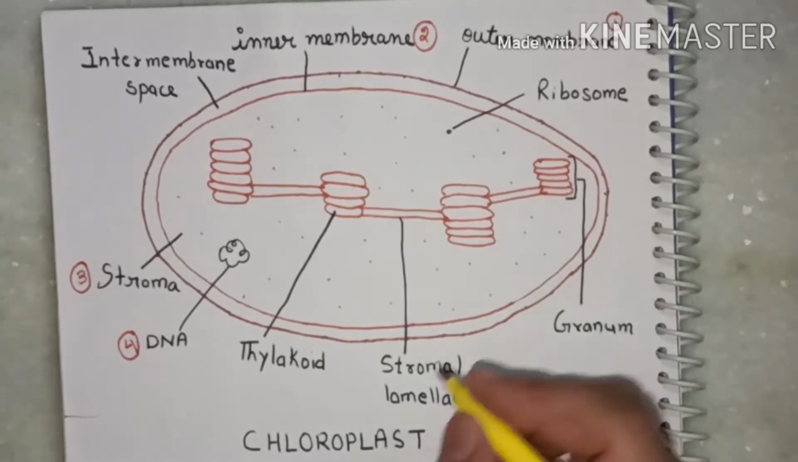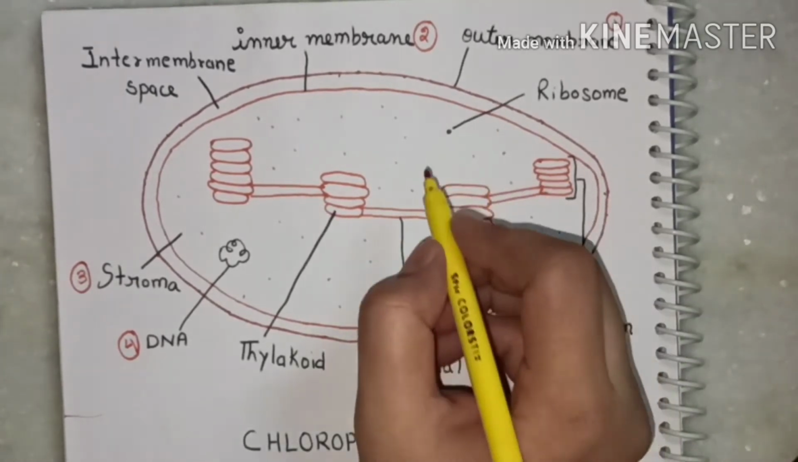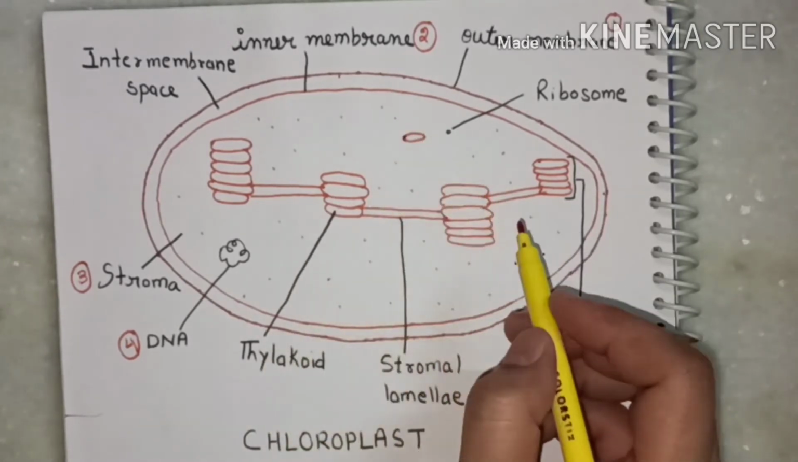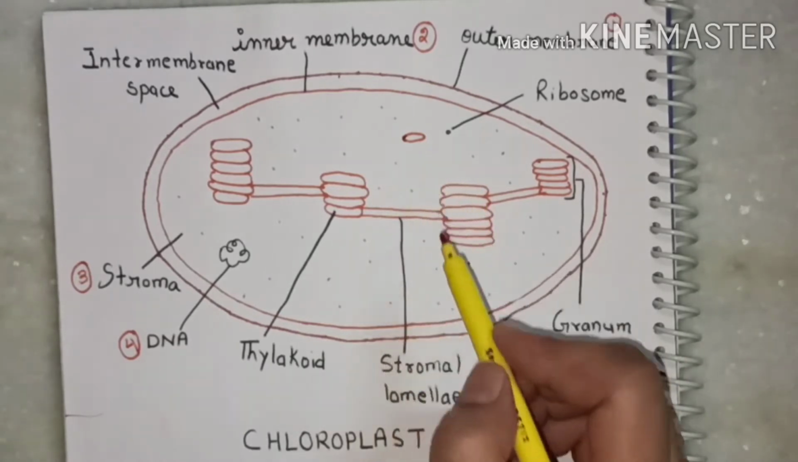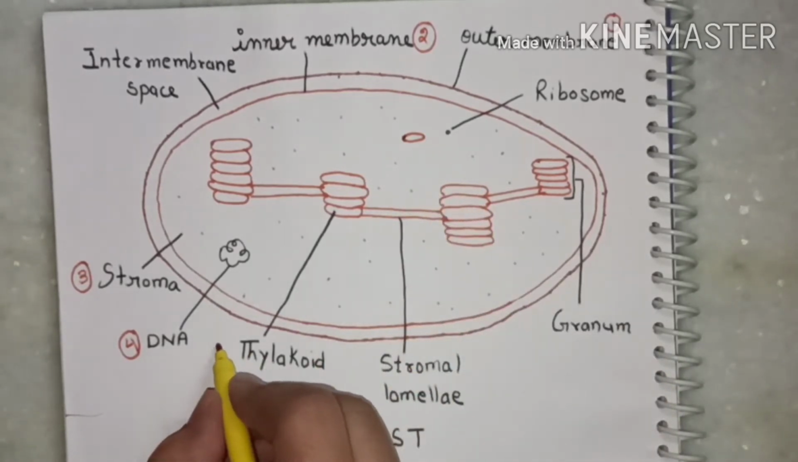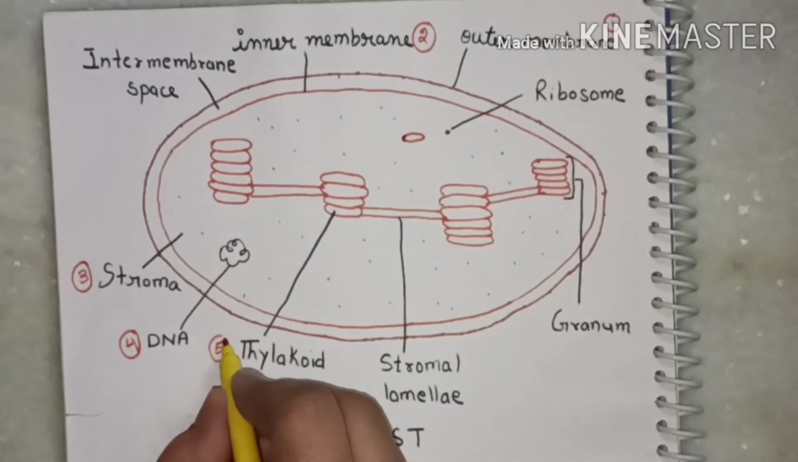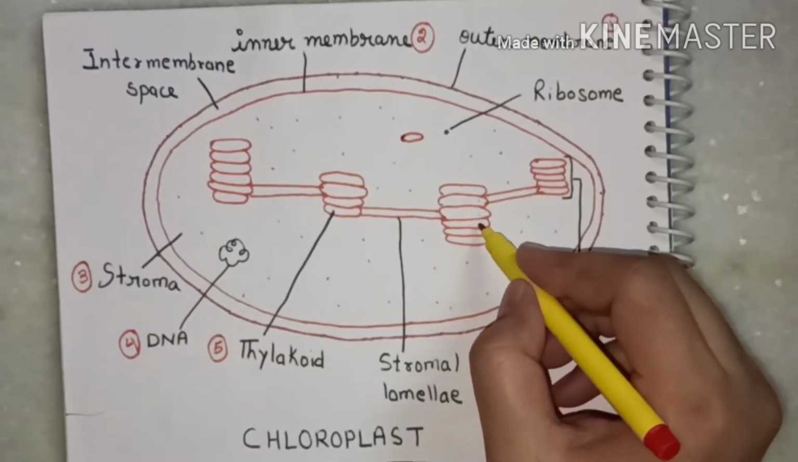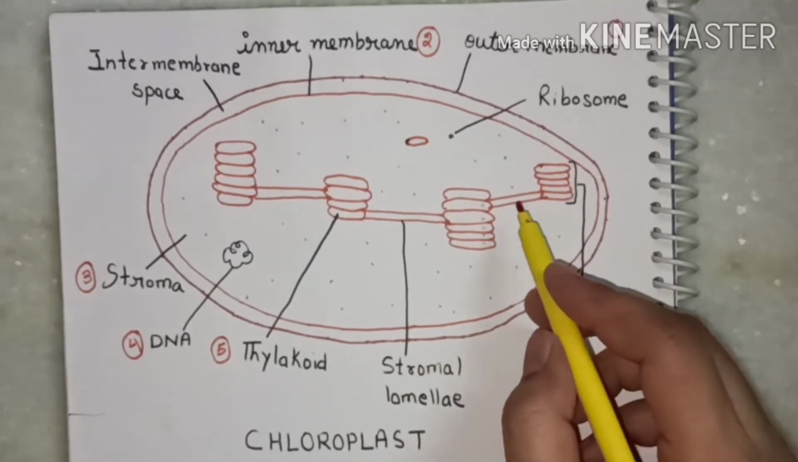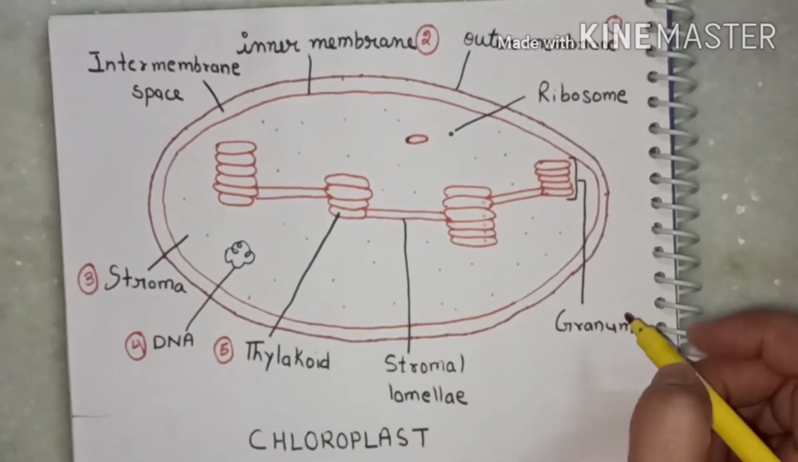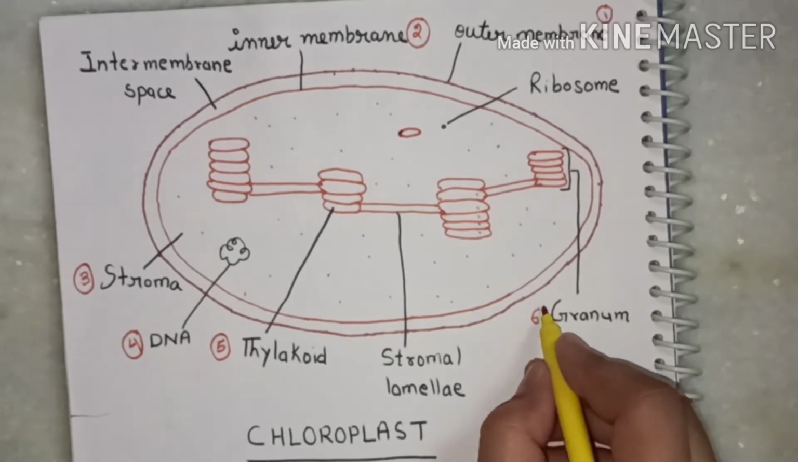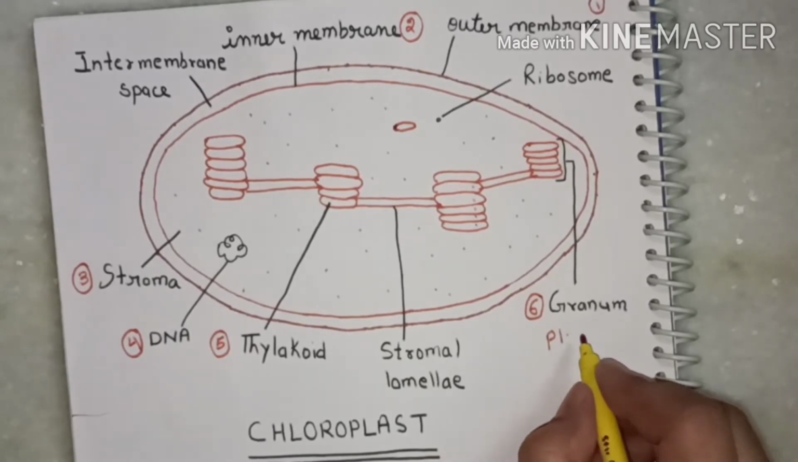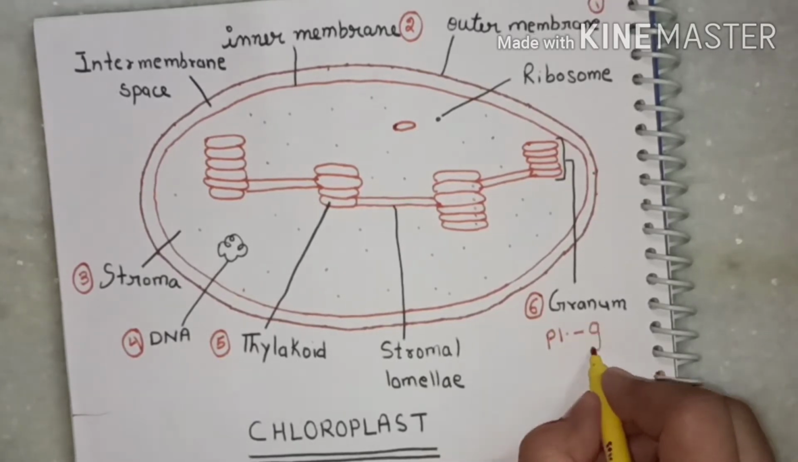In chloroplast, there are these coin-like structures. As you can see, these coin-like structures are called thylakoid, and these thylakoid form stacks in chloroplast. The stack of thylakoid is called granum. Singular is granum, and the plural for this term is grana.